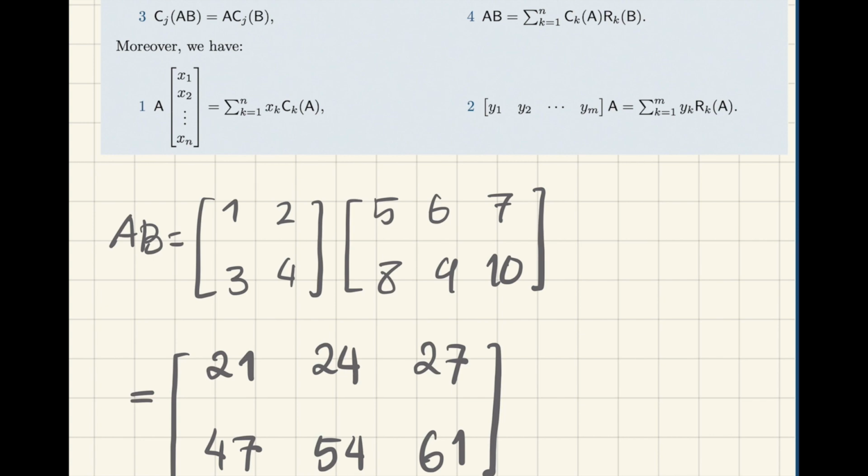And if you want to multiply a row matrix from the left to your matrix, you can take the first number and multiply it by the first row, take the second number, multiply it by the second row, and then after you are done, add everything together. What you get is just the answer to this product.